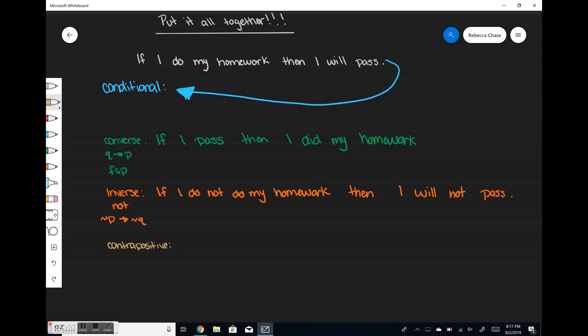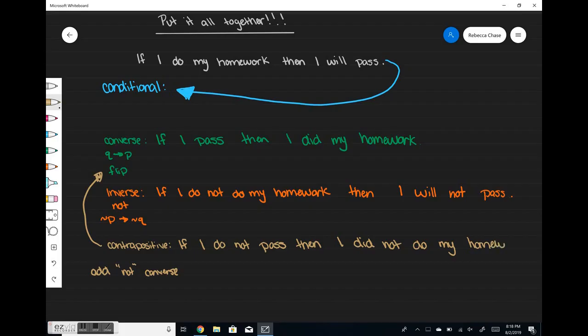We're going to do both of those. All right, so one shortcut that I use is in order to do the contrapositive, what I do is I add the word not to whatever my converse was. All right, because if we think about it, our converse is already flipped, so it's in the order that I need. I just need to add the word not to it. So I would look at my converse, okay, and it says if I pass, then I did my homework. So I would put if I do not pass, then I did not do my homework.